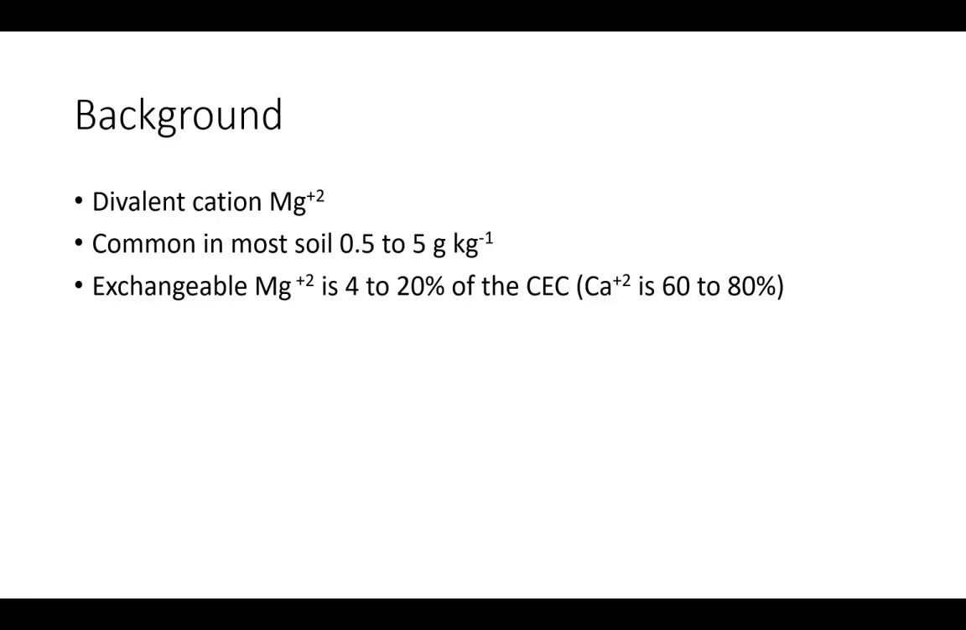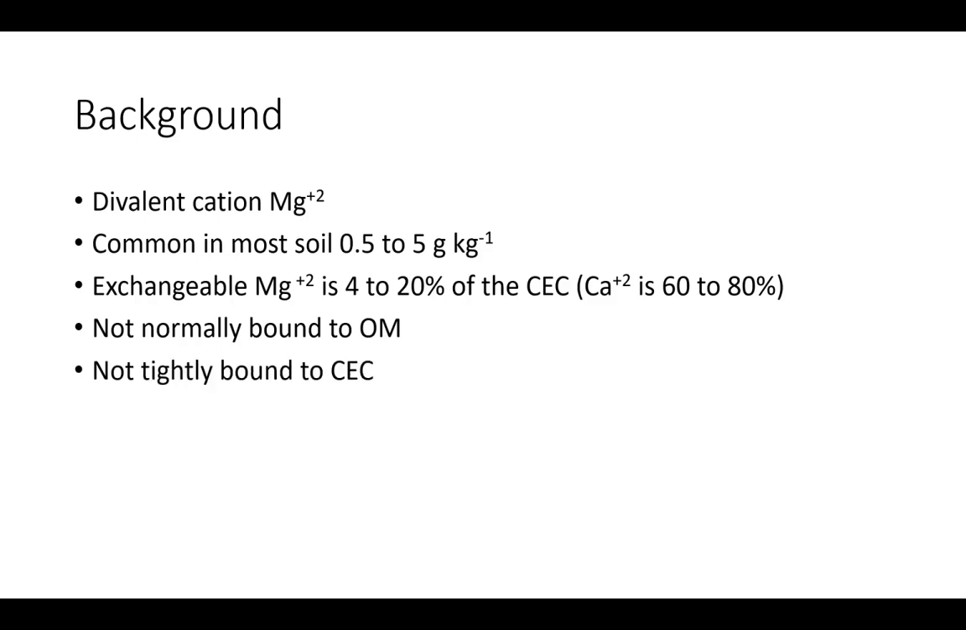Calcium, which is also a divalent cation, makes up between 60 and 80% of the cation exchange capacity. Magnesium is normally not bound to organic matter. When it comes to magnesium, it is not tightly bound to the cation exchange capacity, which means you can remove it off with other ions, especially hydrogen, potassium, and aluminum.